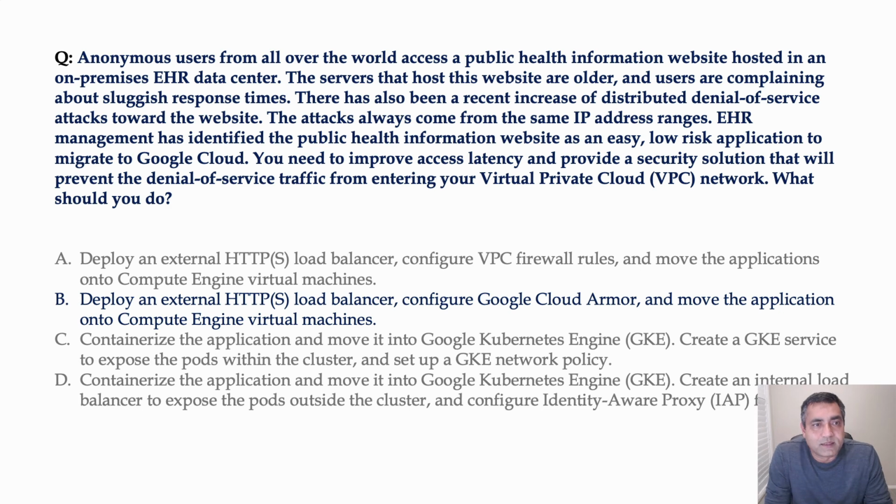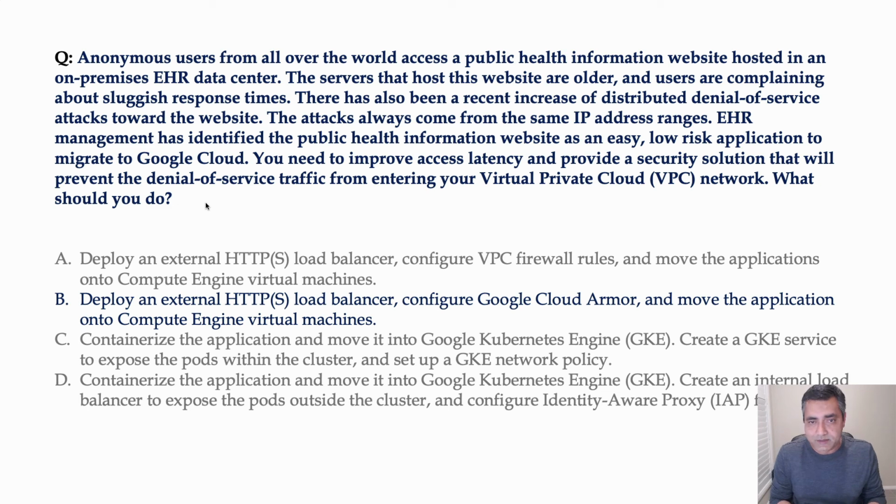So question 1 is: anonymous users from all over the world access a public health information website hosted in an on-premises EHR data center. The servers that host this website are older, and users are complaining about sluggish response time. There has also been a recent increase of distributed denial of service attacks towards the website. The attacks always come from the same IP address ranges. EHR management has identified the public health information website as an easy, low-risk application to migrate to Google Cloud. You need to improve access latency and provide a security solution that will prevent the denial of service traffic from entering your VPC network. What should you do?